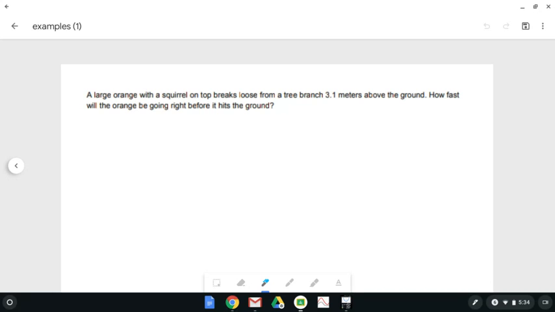A large orange with a squirrel on top breaks loose from a tree branch 3.1 meters above the ground. How fast will the orange be going right before it hits the ground? So 3.1 meters is given to us. That's important. We're looking for how fast it will be going.